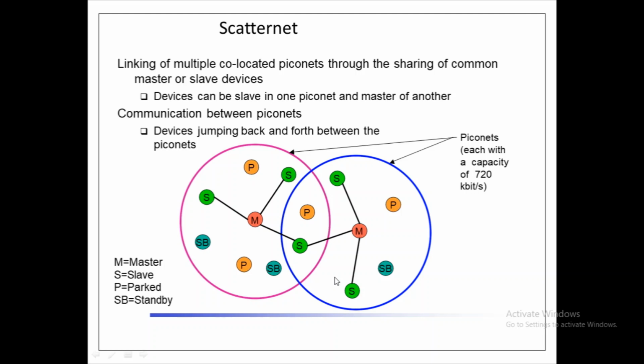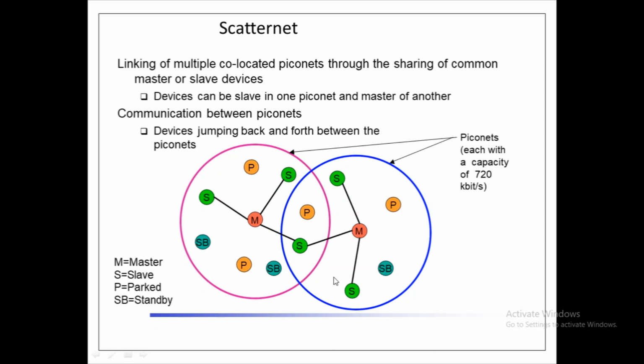Now, to enable the synchronization, the slave has to know the identity of the master that determines the hopping sequence of the piconet. Before leaving one piconet, a slave informs the current master that it will be unavailable for a certain amount of time, and the remaining devices in the piconet continue to communicate as usual, right? So this is about the scatternet. Now, in case a master leaves its piconet and acts as a slave in another piconet, what will happen?